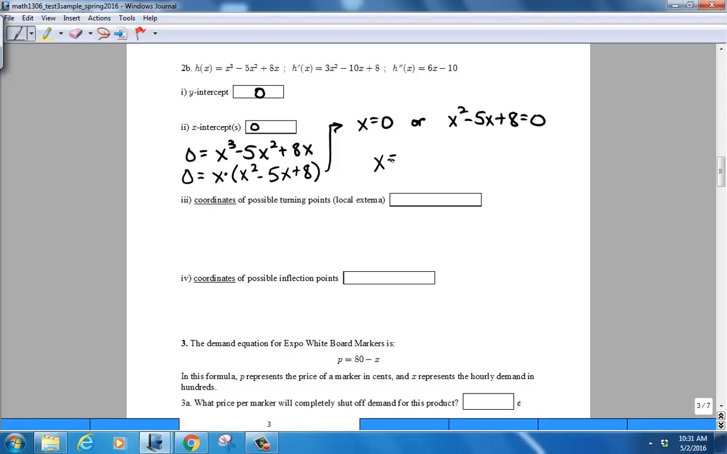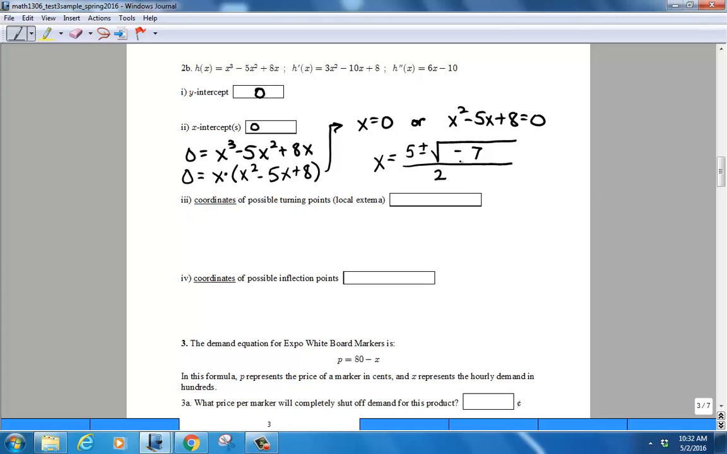Here's what you get after you apply the quadratic formula. I'm not going to go through the whole process of plugging these coefficients into the quadratic formula. You might want to put your quadratic formula on your index card, by the way, for Wednesday. But here's what you end up getting when you plug A, B, and C into the quadratic formula and simplify: 5 plus or minus the square root of minus 7, over 2.